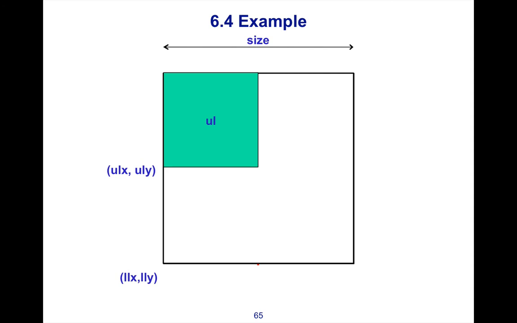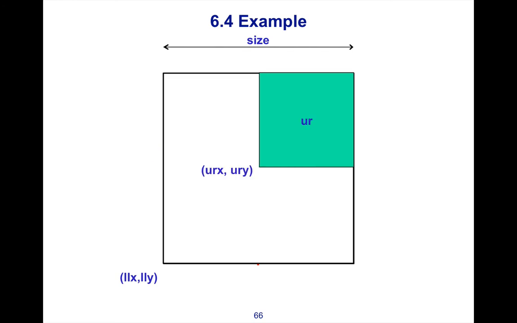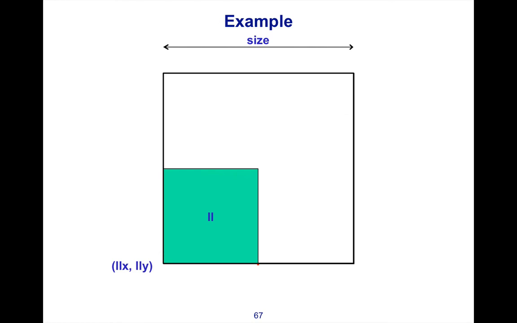So let's look at the upper left-hand quadrant. What is its lower left-hand corner? We already computed that. It's x and y plus size over 2. But we can think of it as having its own lower left-hand corner. The same thing with the upper right. The same thing with the lower left. Now its lower left corner is coincident with the larger square's lower left-hand corner. And then finally the bottom right.